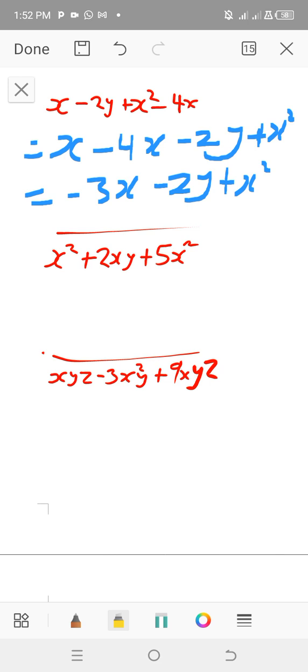Then the next is x squared plus 5x squared plus 2xy. It's not compulsory to do the rearrangement. If you can do the addition directly, you can simply say x squared plus 5x squared is 6x squared plus 2xy.